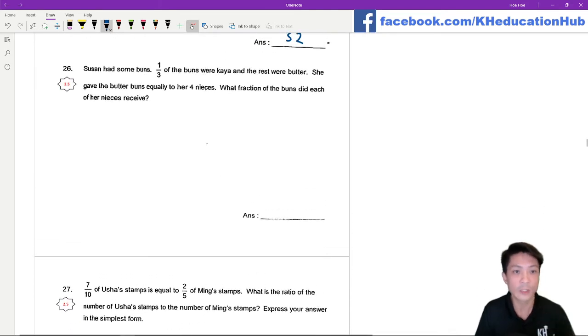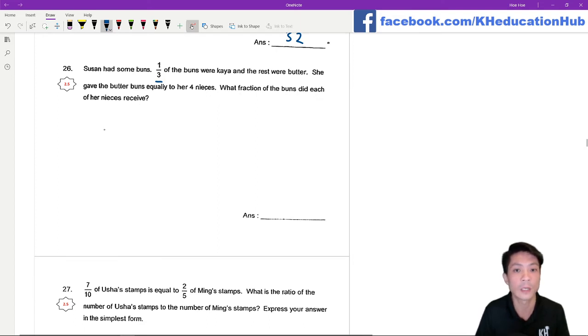Let's move on to question 26. Okay, Susan had some buns. 1/3 of the buns were kaya and the rest were butter. Okay, she gave the butter buns equally to 4 nieces. What fraction of the buns did each of the nieces receive?